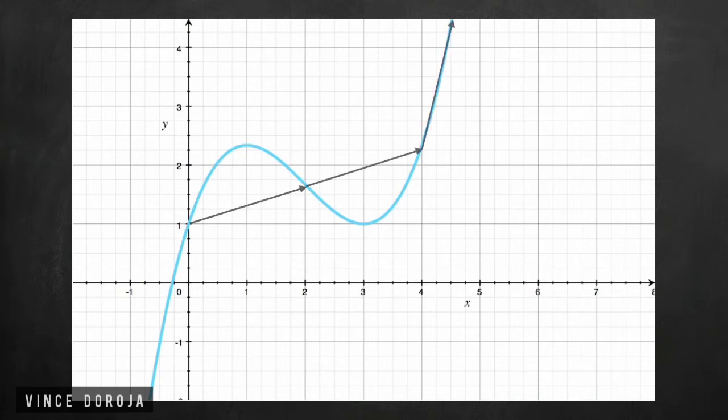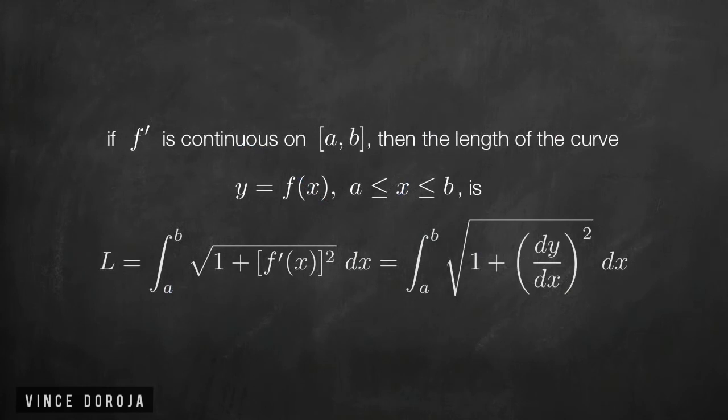Pwede tayong mag-drawing ng straight line segments at ipag-a-add ang haba. Ito ay magiging madali pero time consuming at hindi pa ganun ka-accurate. Pag mas maraming line segment ang gagamitin, magiging mas accurate. Pero pag gusto natin ng accurate na value para sa arc length, kailangan natin gumamit ng infinite number ng line segments para masukat ang length. Kapag ginawa natin yon, ang ating formula sa arc length sa interval A to B ay ganito, and magagamit natin ito para mahanap ang haba ng curve.